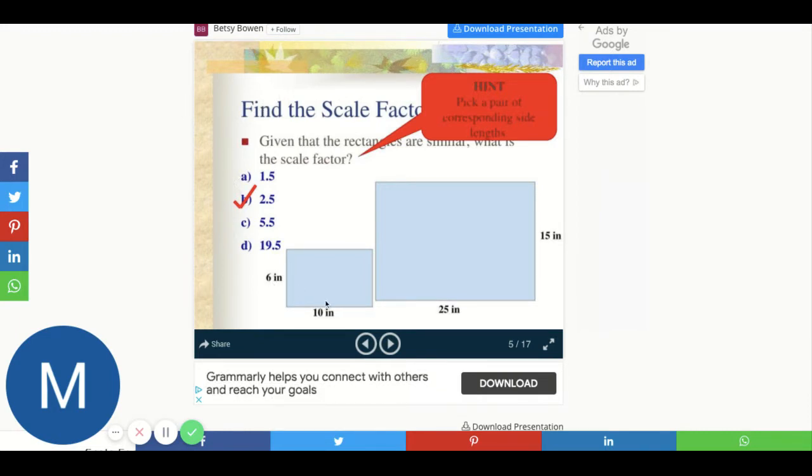Now, to find the scale factor given side lengths, we're going to have to set up a proportion. So we see that the corresponding side lengths of this particular rectangle are going to be 10 and 25. We're going to divide 25 divided by 10, setting up a proportion, which gives us 2.5. Now to check that, we can go to our first pre-image. 10 times 2.5 should give us our new side length, and it does, 25. Now we can check it again, setting up another proportion. 15 divided by 6 gives us 2.5. Checking that, 6 times 2.5 gives us 15.